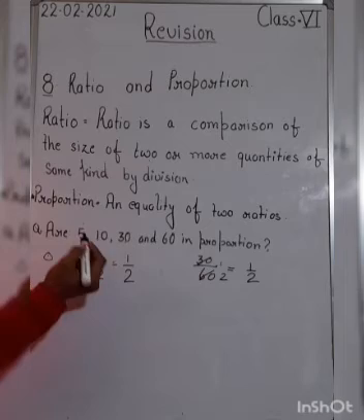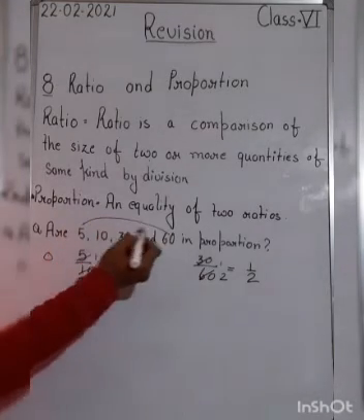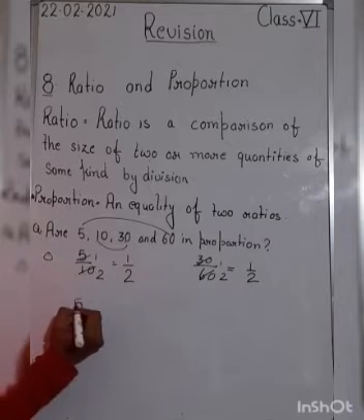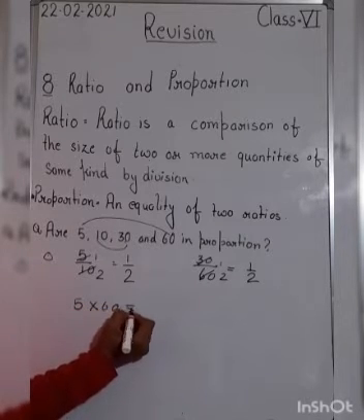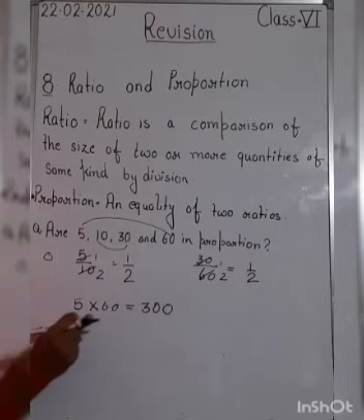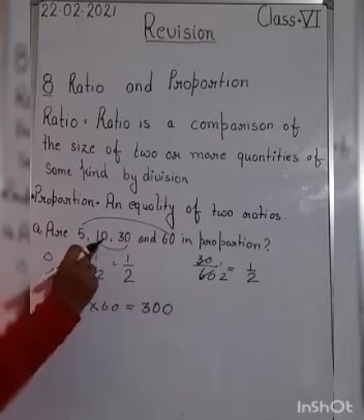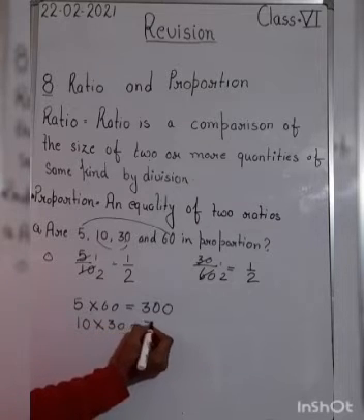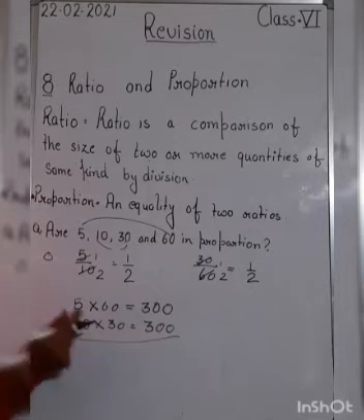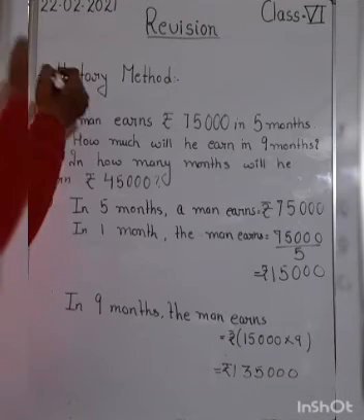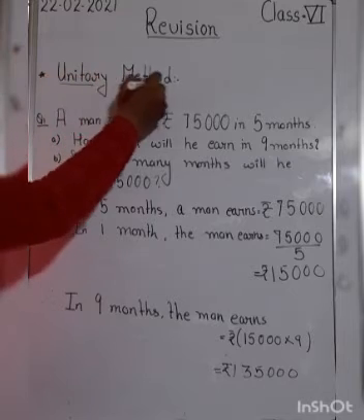And what is another method? The product of the extremes must be equal to the product of the means. So your extreme terms are 5 and 60. So 5 6s are 30 and with the 0 it becomes 300. That is the product of the extremes. And what is the product of the means? That is 10 into 30. So when you multiply it again, you are getting 300. It means the ratios are in proportion. Clear? Next topic in this chapter is the unitary method.